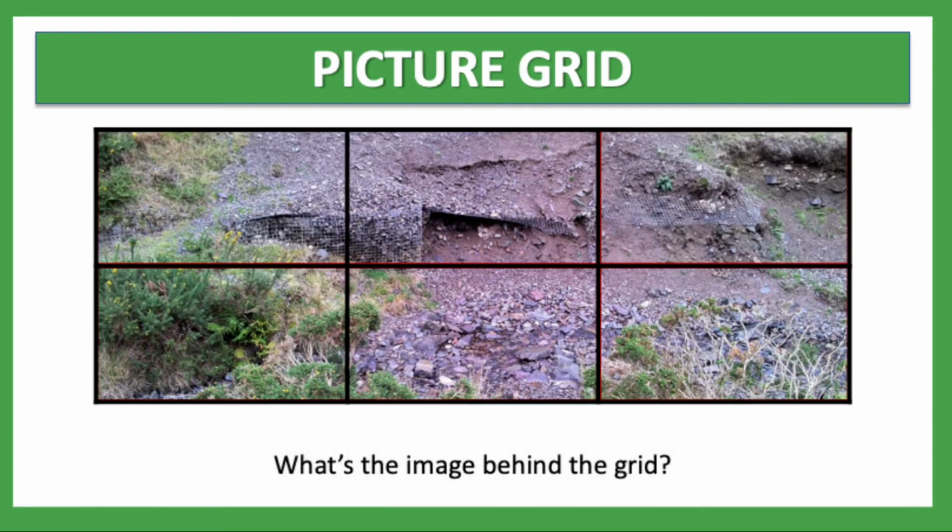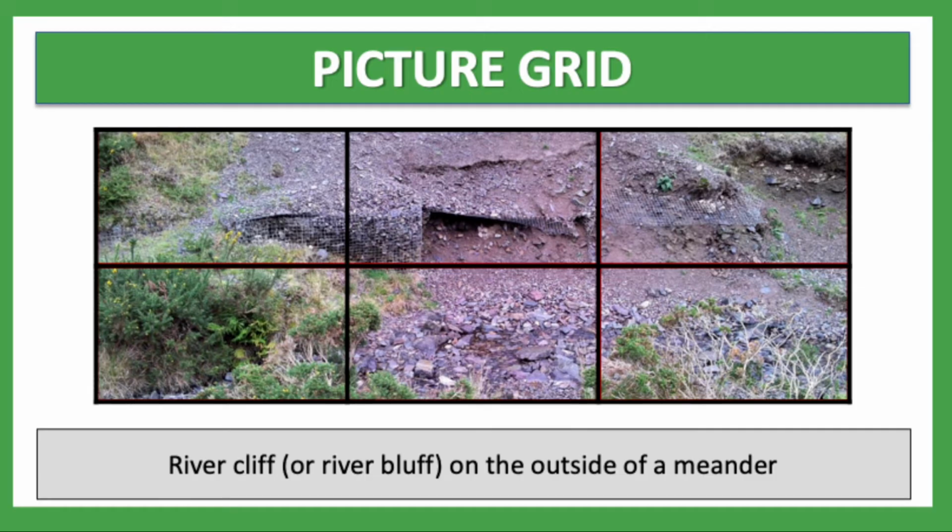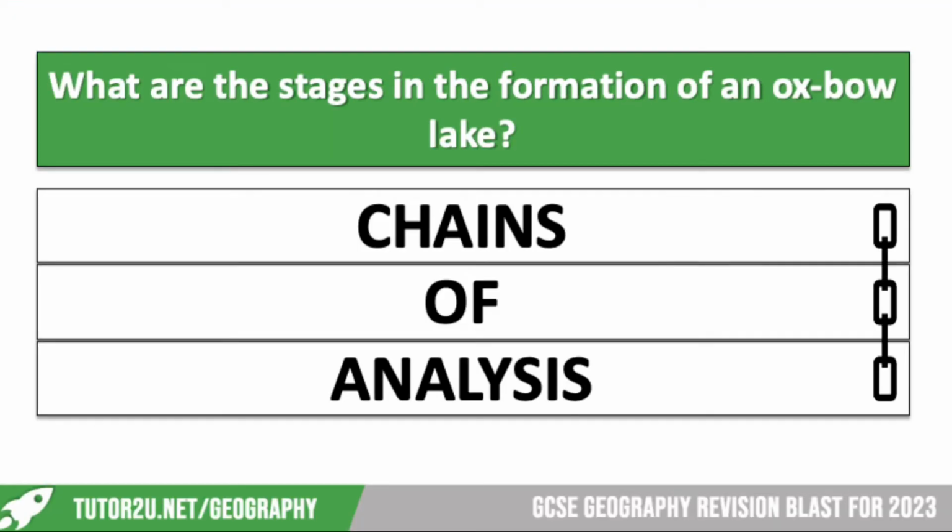Right, so we have got a picture on the screen here. And what is our picture showing? Let's have a look. It is showing a river cliff or a river bluff on the outside of a meander. Okay, you can see some gabions there that have sort of broken down in that picture as well. Right, we've already done one of these just a moment ago for our waterfall development.